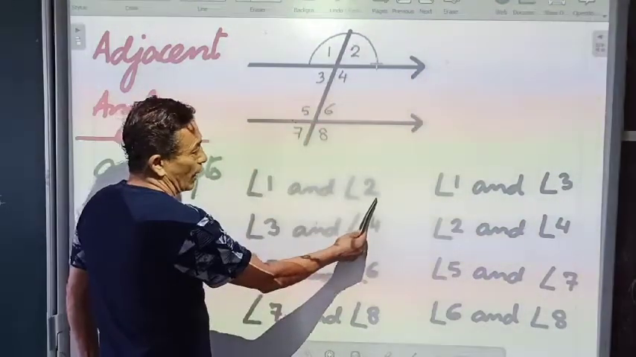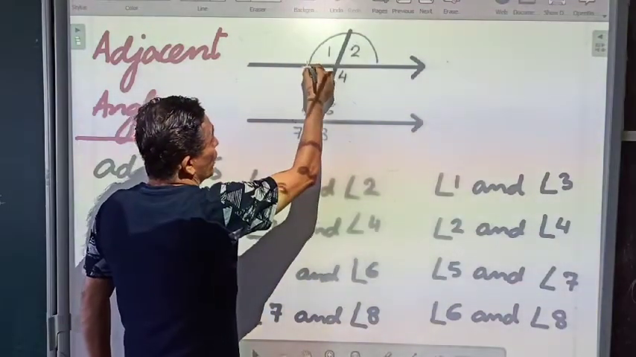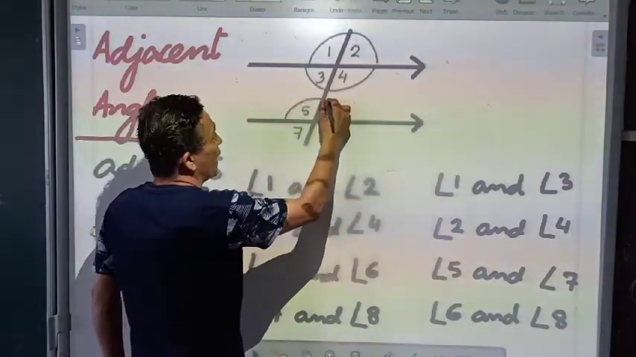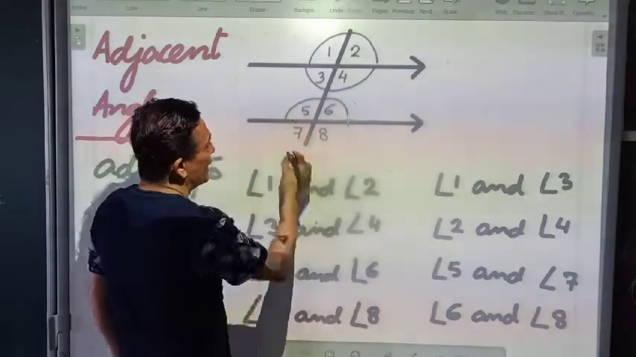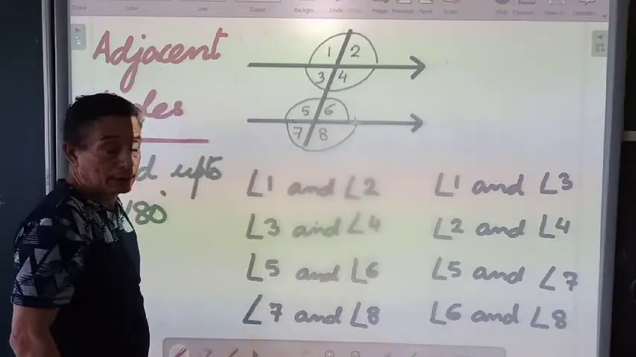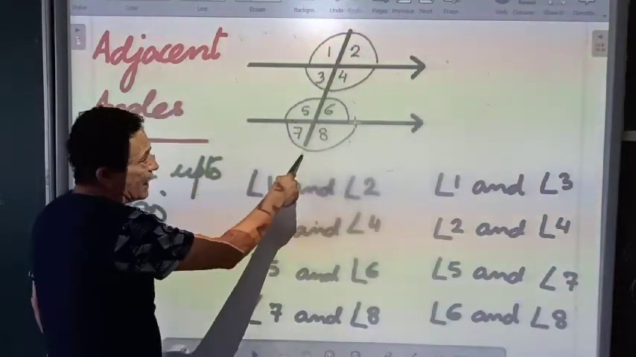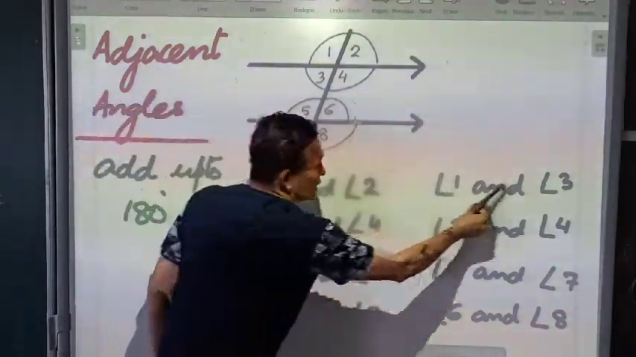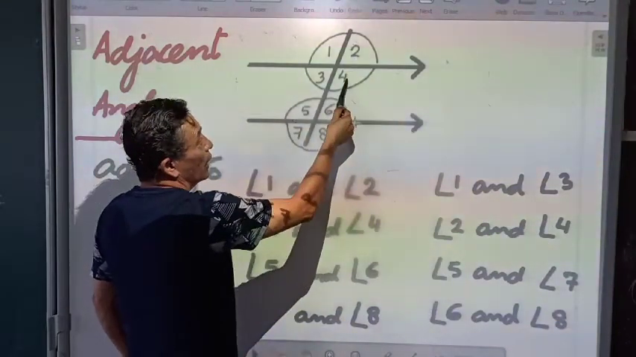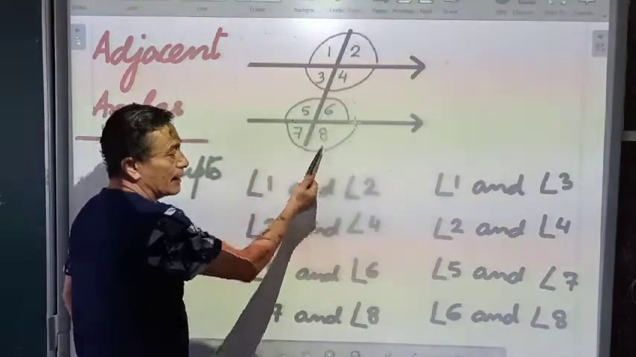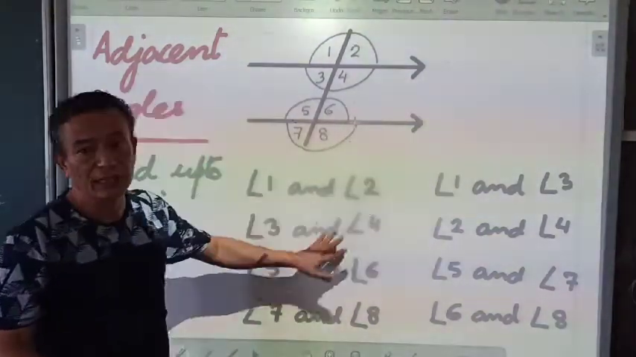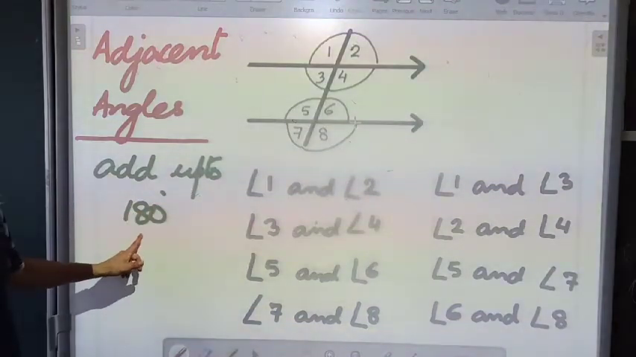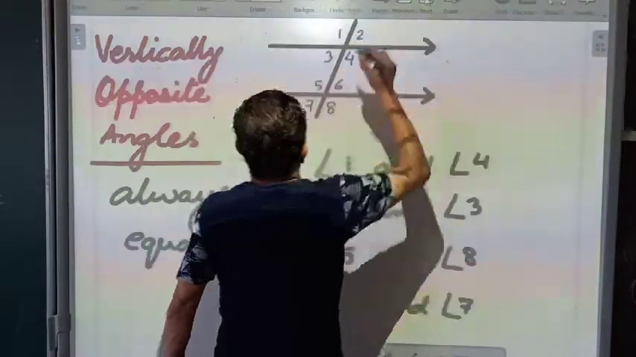1 and 2, so I've taken 1 and 2. 3 and 4, so angle 3 and angle 4. 5 and 6, so angle 5 and angle 6. Angle 7 and 8. On the other hand, this time I am looking at this as a straight line and this as another straight line. So 1 and 3 become adjacent. 2 and 4 are also adjacent. 5 and 7, and 6 and 8. So these are the different pairs of adjacent angles. In a parallel line, the adjacent angles will always add up to 180 degrees. Moving to the next one.